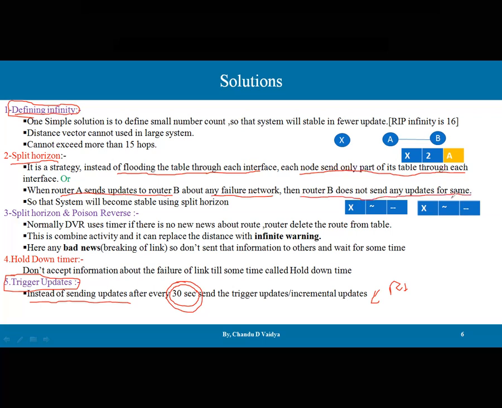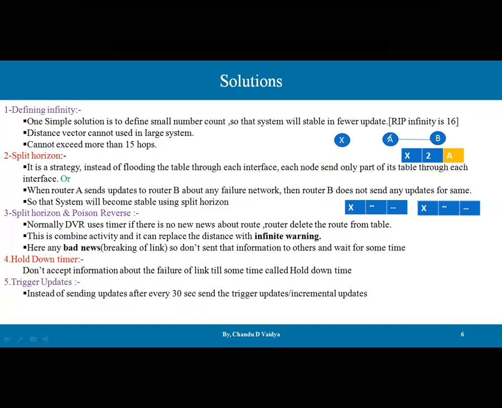So this is supposed to be maintained. It means what? If router A sends a message to B, let's say this is A and this is B, if A is sending an update message to B about any network failure, then router B does not send any updates for the same. So here, if A is sending to B and B knows that something went wrong, that information need not be sent to the others. This is the solution so that the system will be stable, and that solution is the split horizon solution, guys. And how is it going to happen?